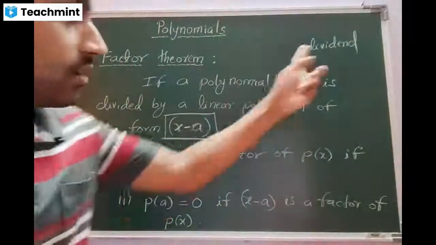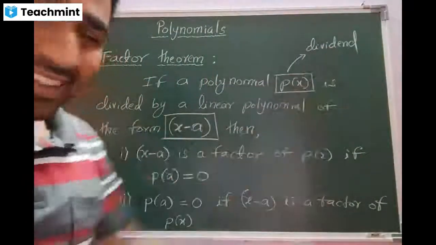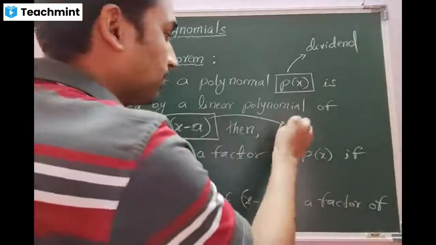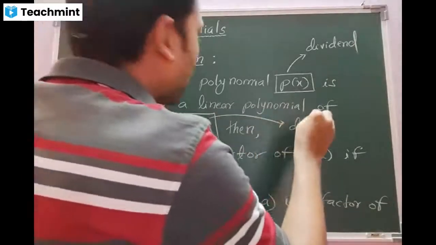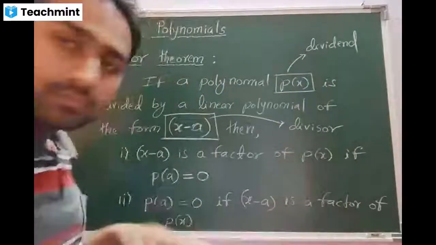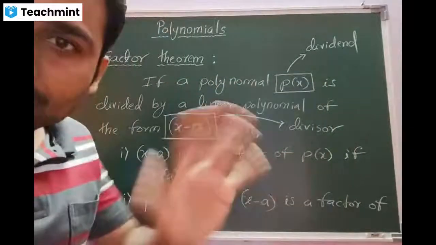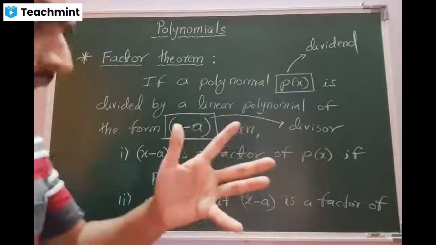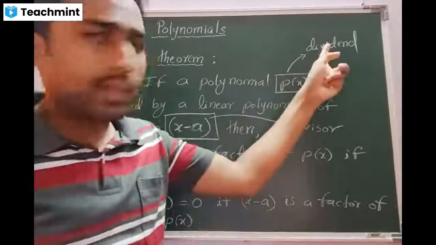Dividend. Dividend. Am I right? Okay. What is x minus a then? Yeah, beta. Can you hear me? Divisor. Yeah. This is our dividend.